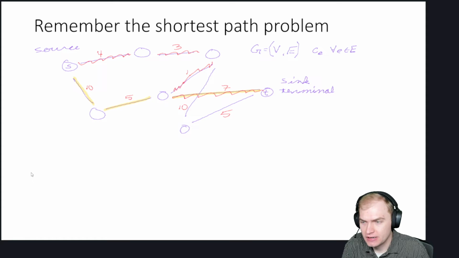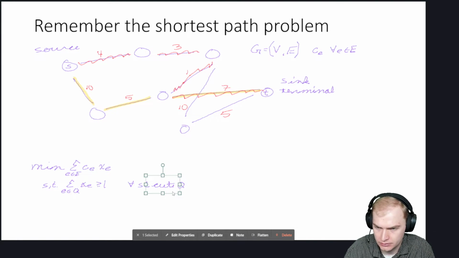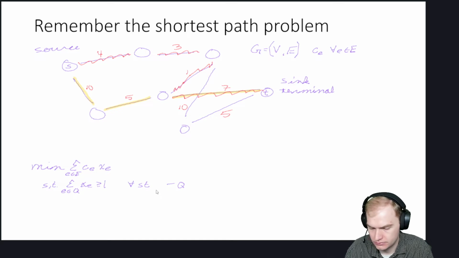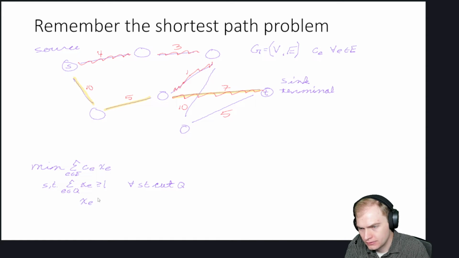So we modeled this as an IP. We want to minimize the sum of C_E X_E, for all E in E, such that the sum of E in Q of X_E is greater than or equal to 1 for all ST cuts Q, or maybe better, for every ST cut. And then X_E is binary for every edge.